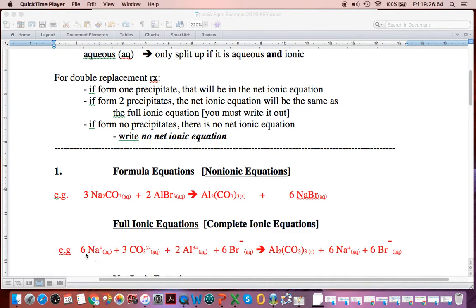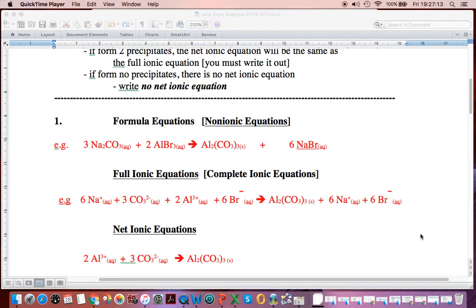Now, I have 6 sodiums and 6 sodiums, so those are going to cancel out. I have 3 carbonates there, and now the carbonates are part of that compound. Same for the aluminum by itself, now part of the compound. So those things are going to be in my net ionic equation. The bromides are unchanged, so I'm going to be canceling that out. So the net effect is I end up with my 2 aluminums plus 3 carbonates becomes Al2(CO3)3 solid. Charges balance out: 6 plus, 6 minus, no charge on the left, no charge on the right.